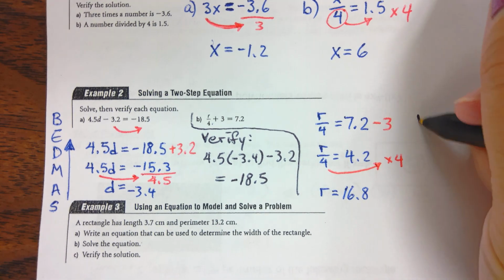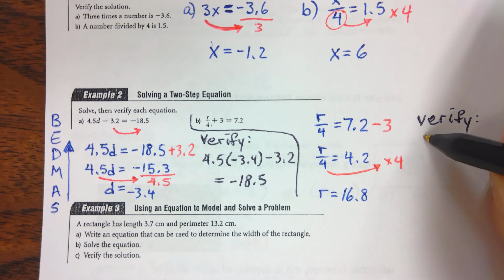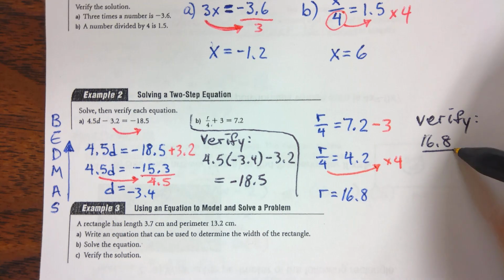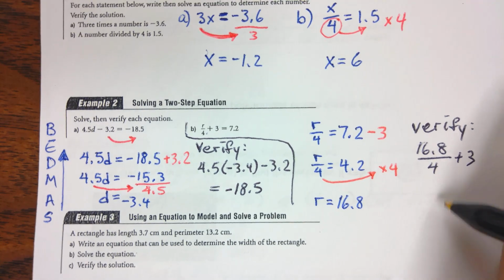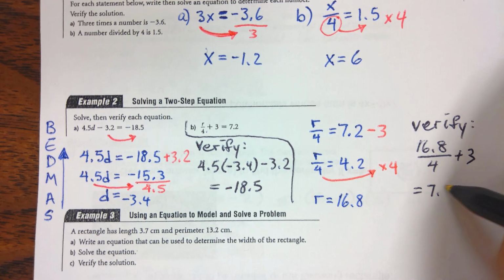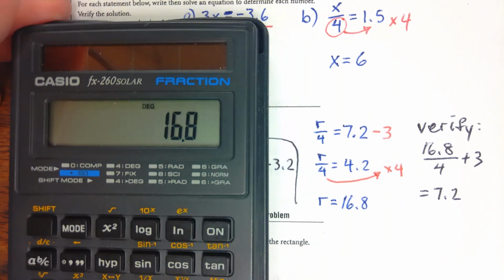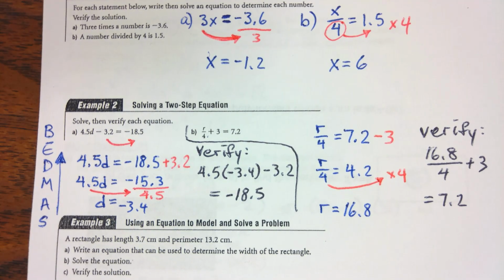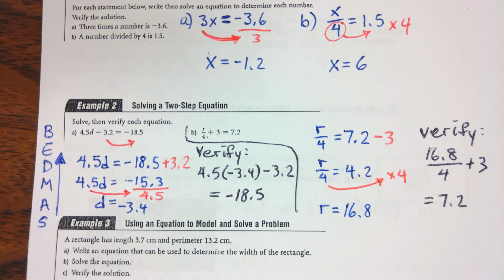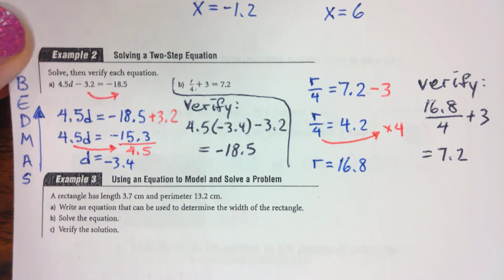Okay, let's verify. So 16.8 divided by 4 plus 3. If my math is correct, what should it equal? Yep, 7.2. Well, let's see. Is my math correct? 16.8 divided by 4 plus 3 equals 7.2. Yay! I see what I mean by like you can submit your tests and know that you got perfect before I even mark it.